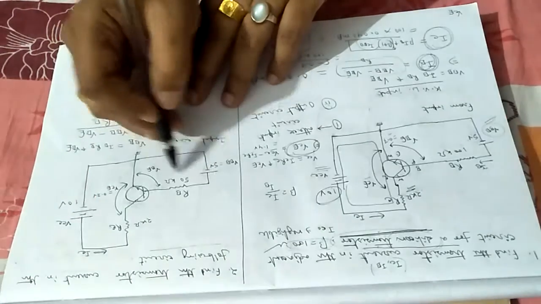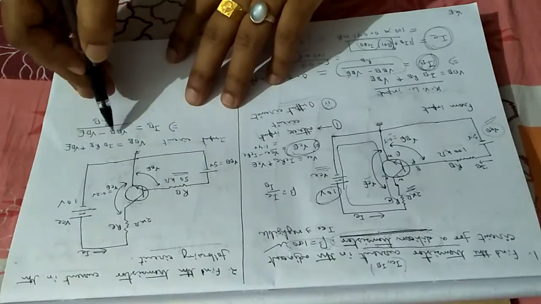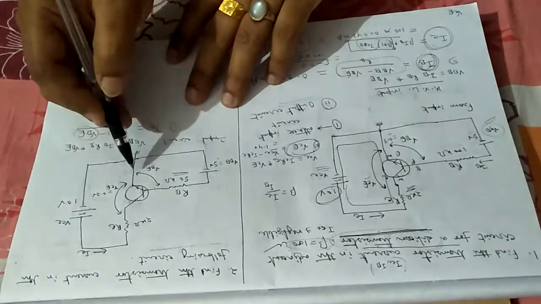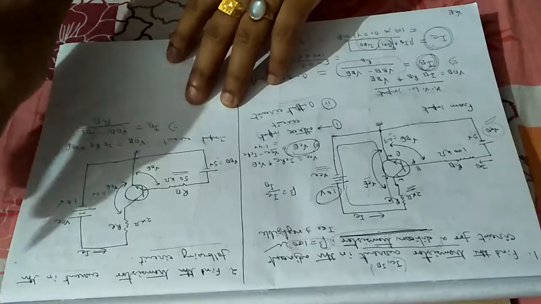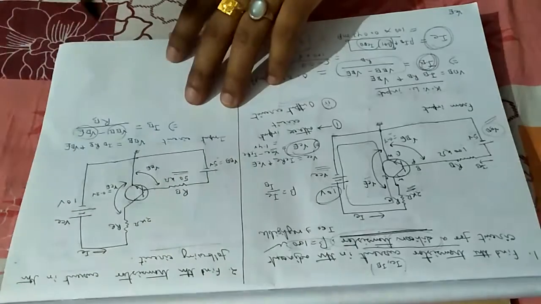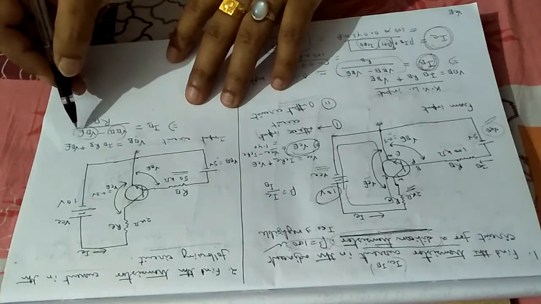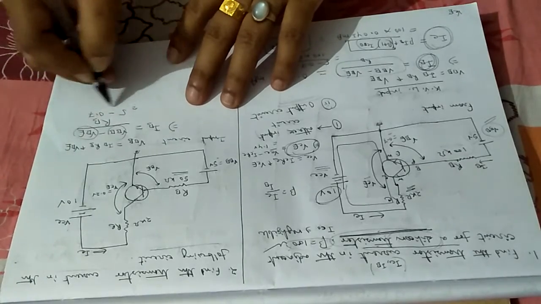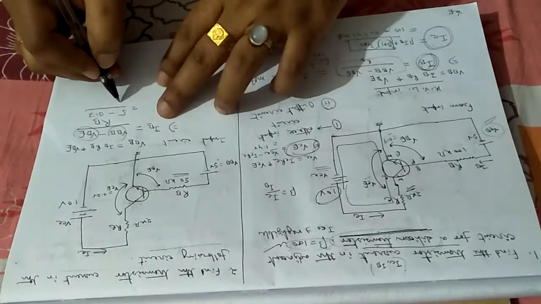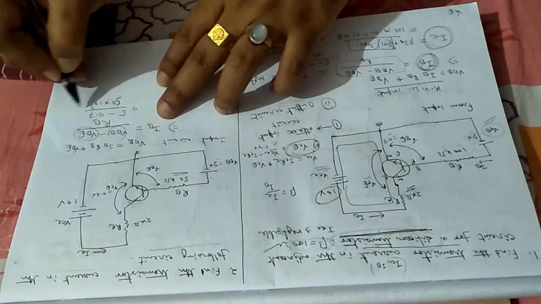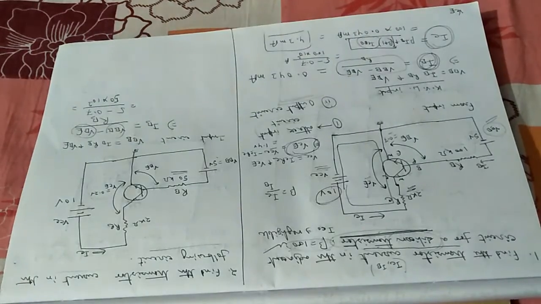The value of RB is given 50 kilo ohm, the value of VBB is given 5 volt, and VBE, as it is not told here, I will consider silicon for simplicity of calculation. For silicon transistor, the value of VBE will be 0.7. So I will write this 5 minus 0.7 divided by 50 kilo ohm, that is 50 into 10 to the power 3. Whatever be the value, that will be the value of IB.